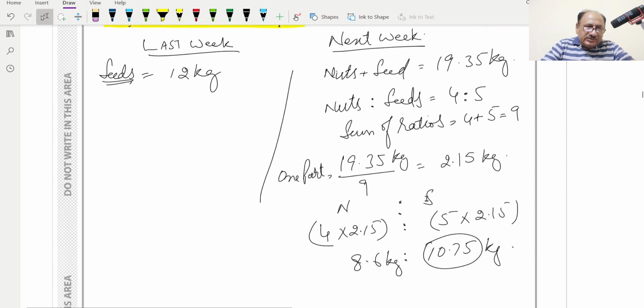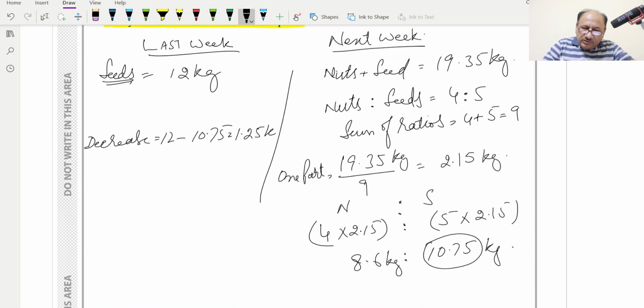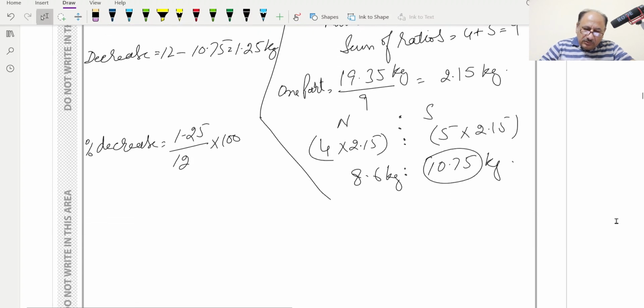Now how much is the decrease? Decrease is equal to 12 minus 10.75, and the answer is 1.25 kg. This is the decrease. Now the decrease in terms of percentage: percentage decrease is equal to 1.25, and the total was 12, multiplied by 100. So we can calculate this.